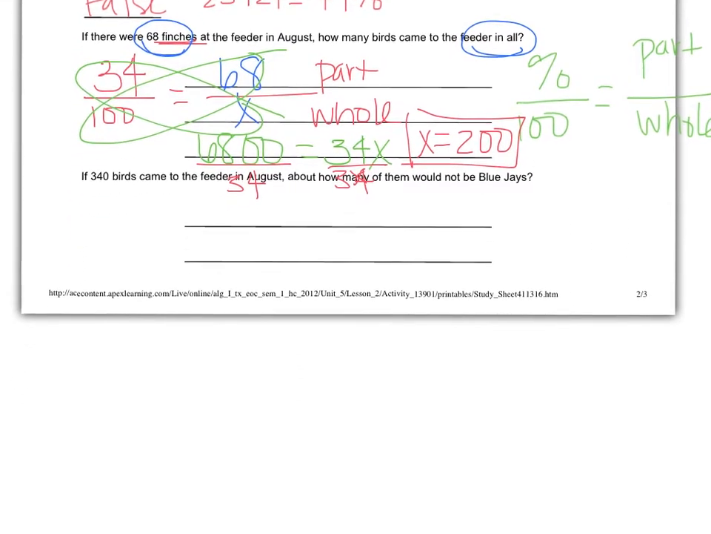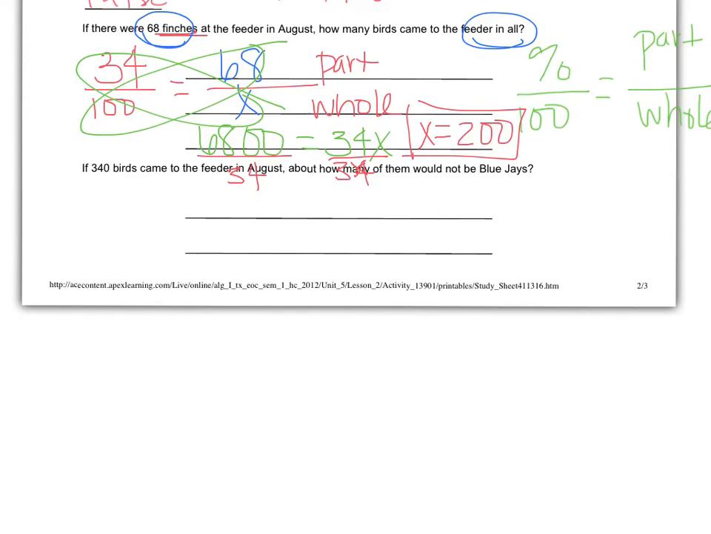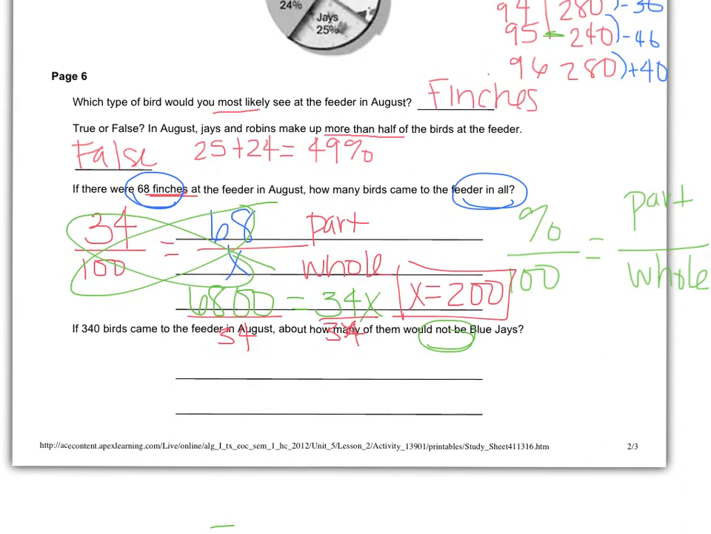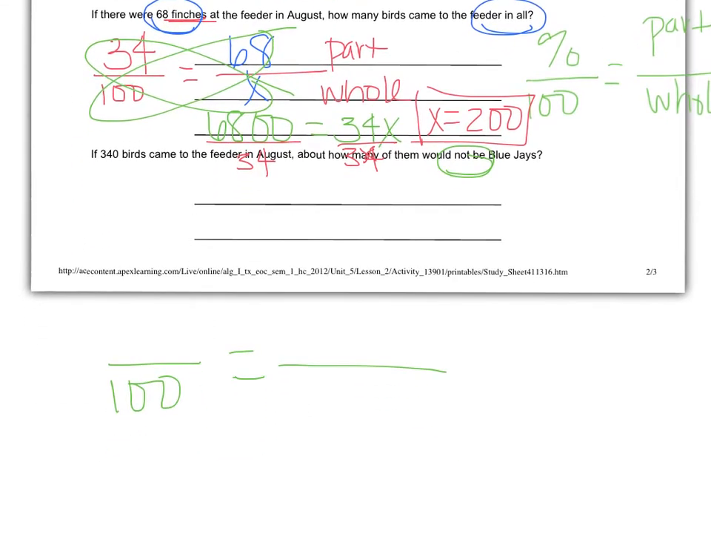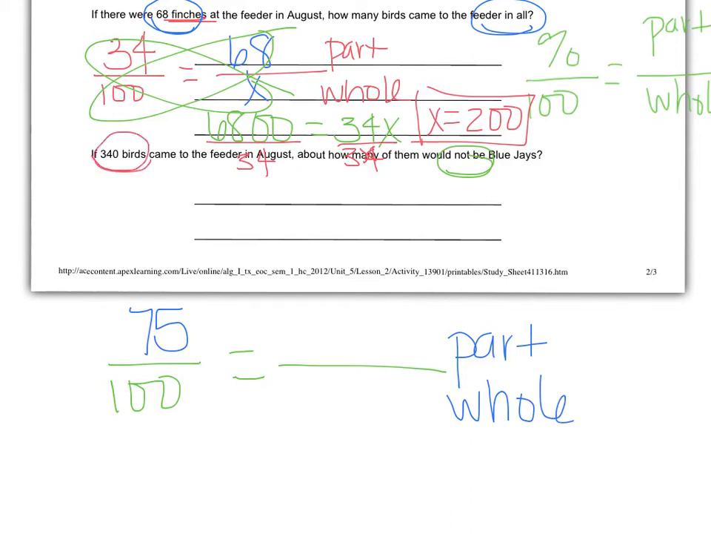And lastly, if 340 birds came to the feeder in August, how many of them would not be blue jays? So again, I'm going to have to use a proportion. I know it's going to be a percent over 100. So we're talking about what's not blue jays. Well, looking back, we know that the blue jays, or the jays, was 25%. So that means the rest of it that was not a blue jay would be 75%. And on the other side, that's going to be my part over my whole. Well, it says there was 340 birds. That's a total, so that's going to go on bottom. And my part that I don't know is my x.